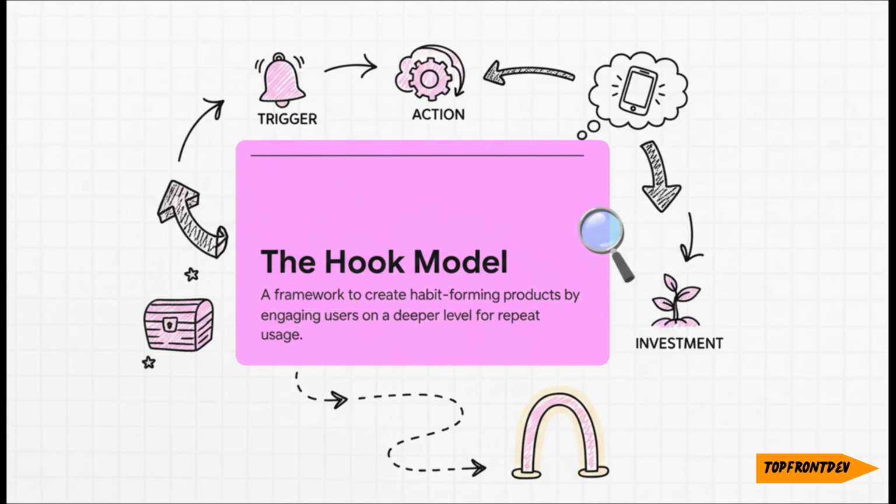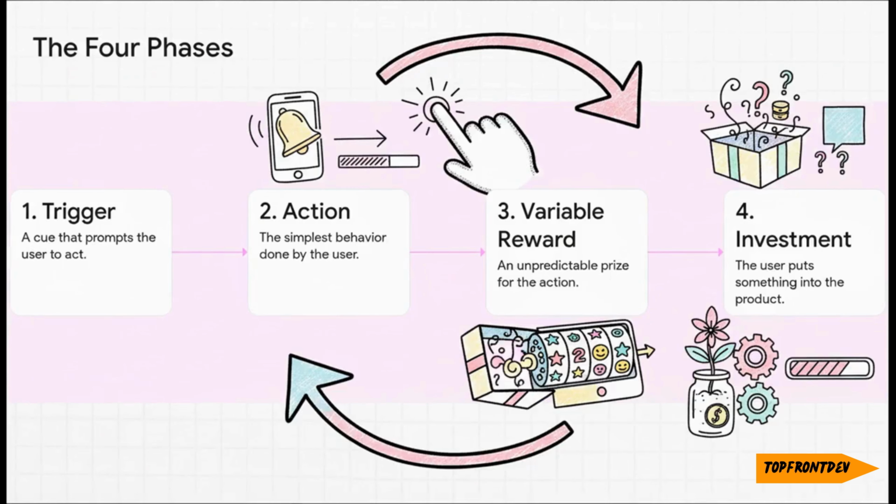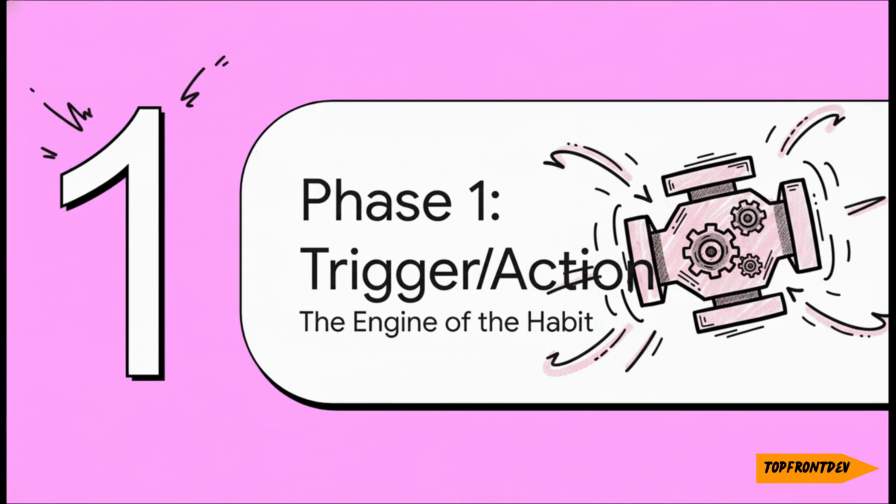The hook model, which was developed by Eyal, is this elegant four-phase loop that explains exactly how to build these kinds of habit-forming products. Think of it like a roadmap for creating deep, meaningful user engagement. The whole model is broken down into 4 pretty simple steps. You've got the trigger, the action, the variable reward, and finally, the investment. We're going to walk through each one step by step. So let's dive in.